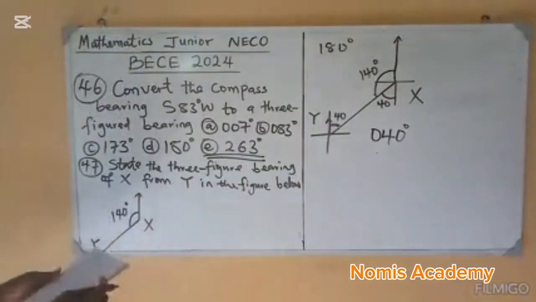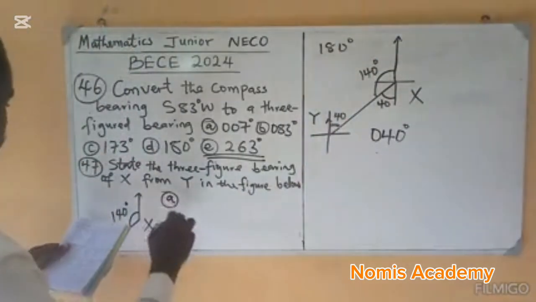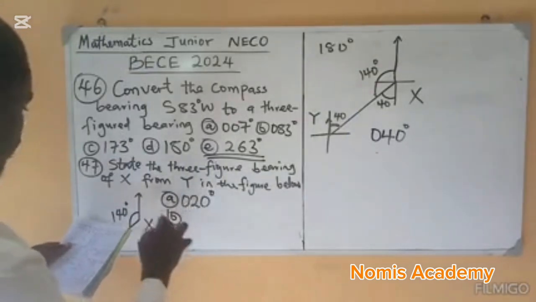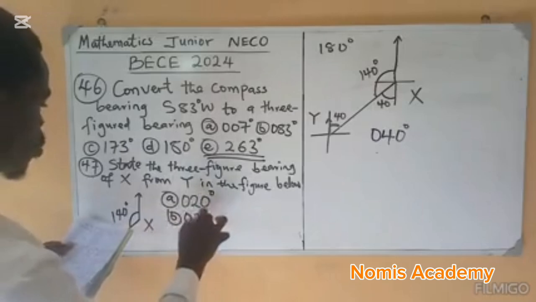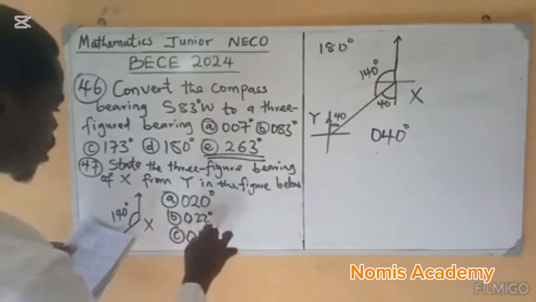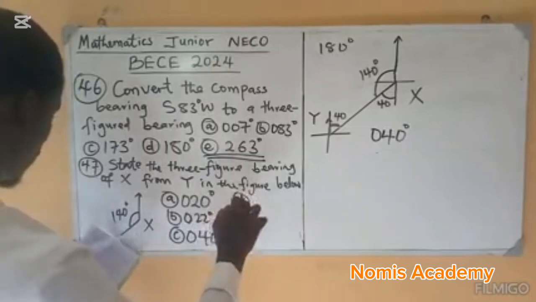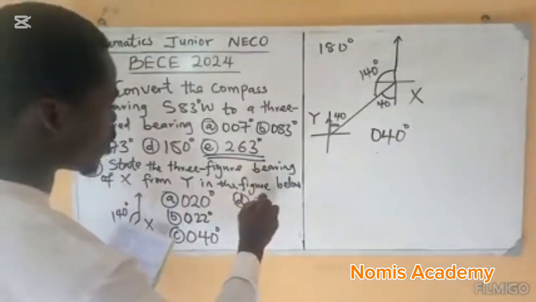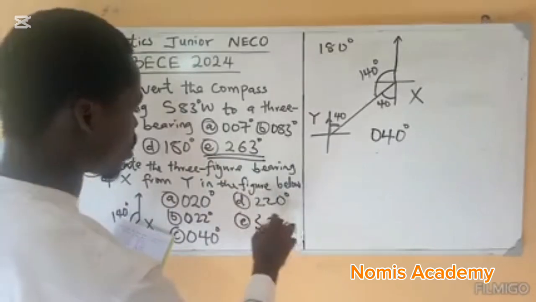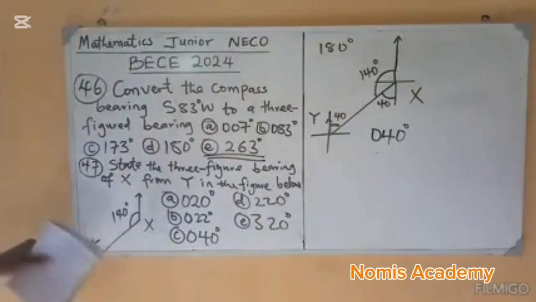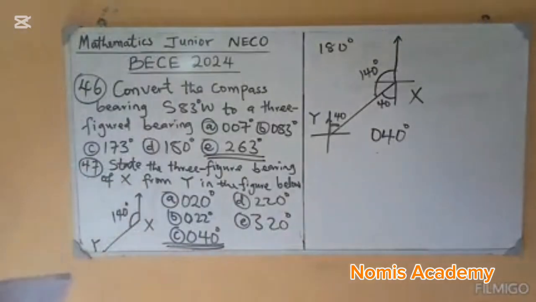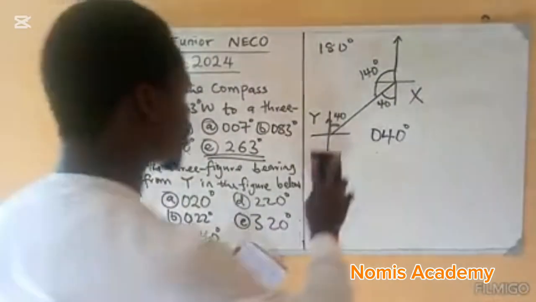So the options given, we have A, 020 degrees, B, 22 degrees, C, 40 degrees, D, 220 degrees, and then E, 320 degrees. So you can now see that option C is the correct answer. Now we move to the next question.